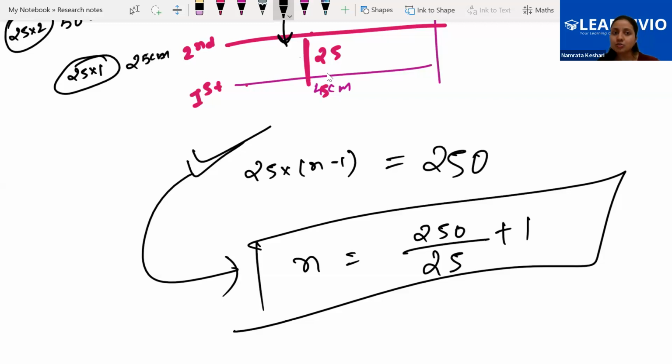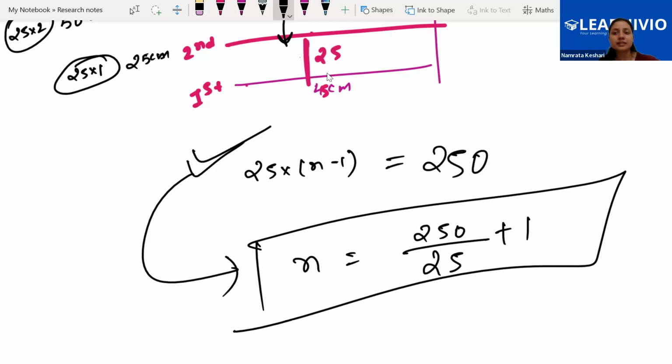Am I making sense to the rest of the students? How exactly we will be able to find n? Maha, Ziana, yes ma'am. Sumaya, are you getting it? How exactly we will be able to find n?